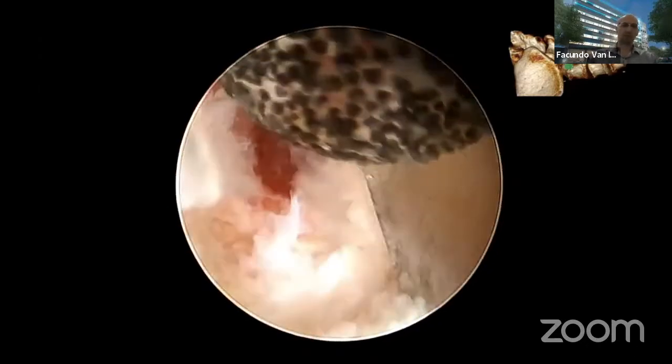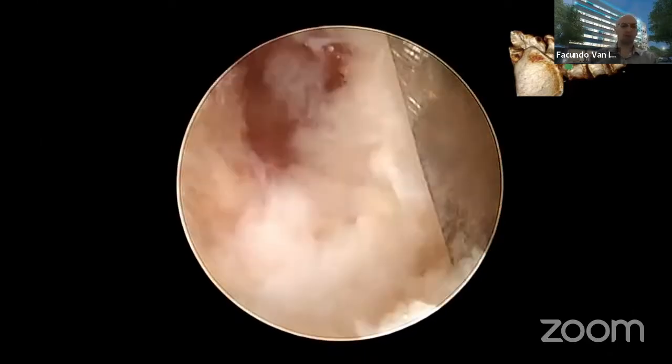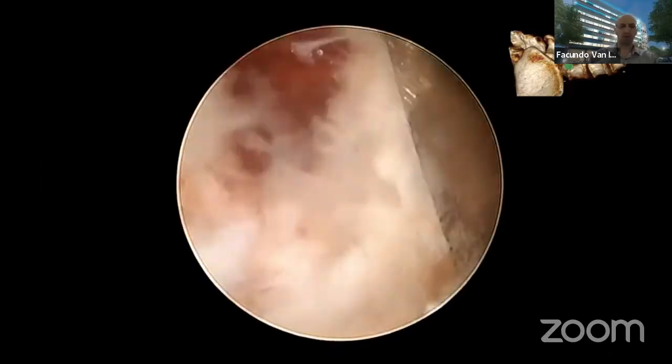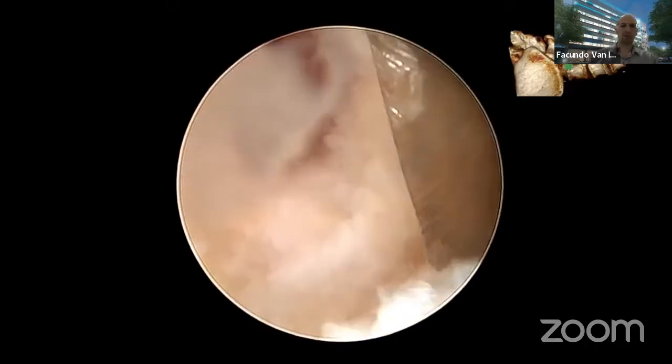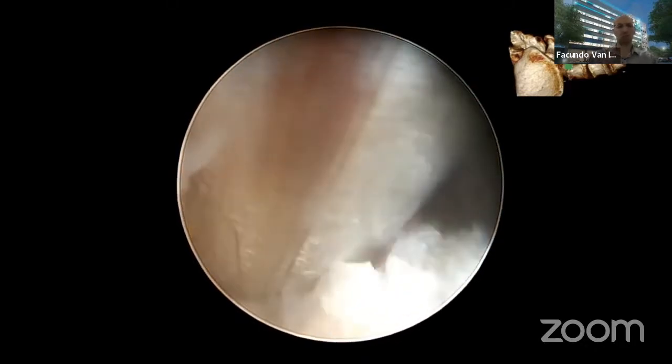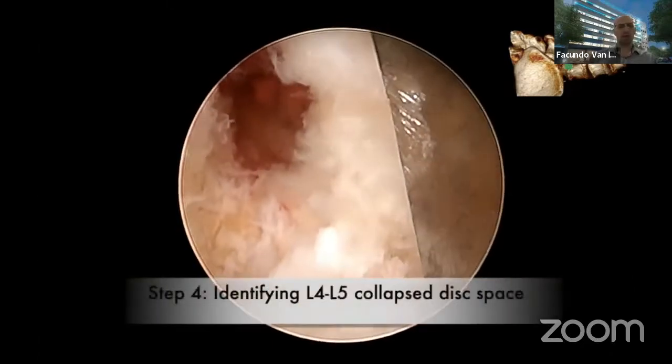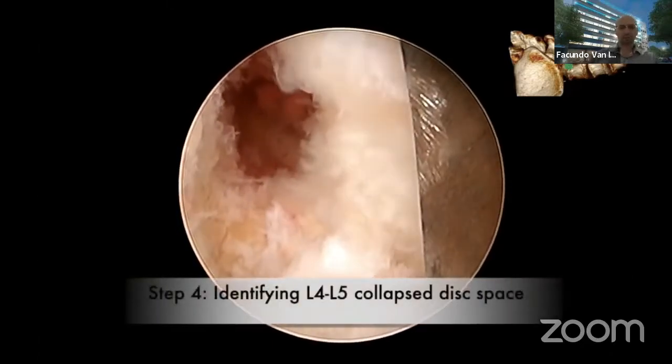That's a diamond burr. This is a combination of technique and technology together. And you're going to see that here the disc space is becoming visible. That white line in there is the disc space.